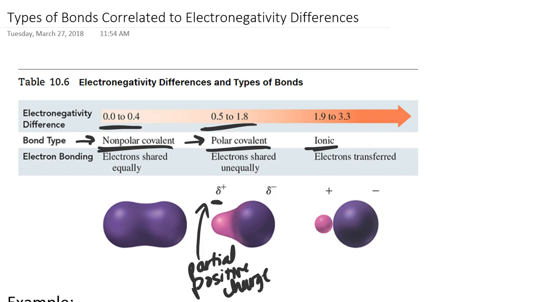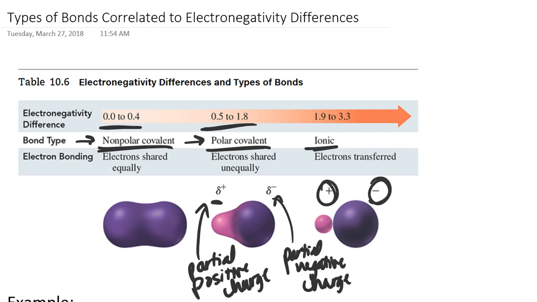And that atom that has the higher electronegativity has what we call a partial negative charge. It's not a full positive or a full negative charge, as is the case for ionic bonds. But basically all this concept of partial charges implies is that one side of the bond is a bit more negatively charged than the other side because of the difference in electronegativity. And if I have a difference in electronegativity of 1.9 to 3.3, then that would correspond to an ionic bond.